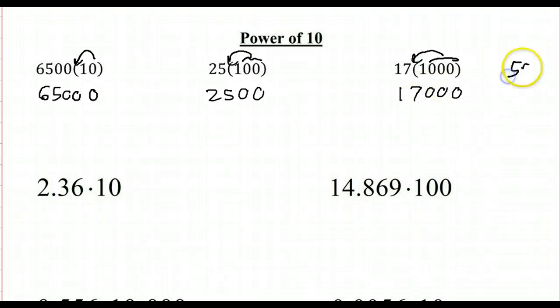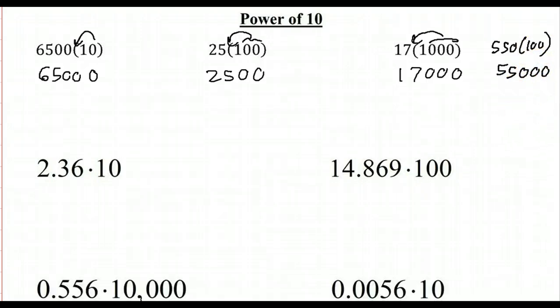So I want you to try 550 times 100. I went off to the side there. Let's try that again. 550 times 100, what would you get? Exactly, 550, and then you take those two and you add them on. Alright, that's the power of 10.